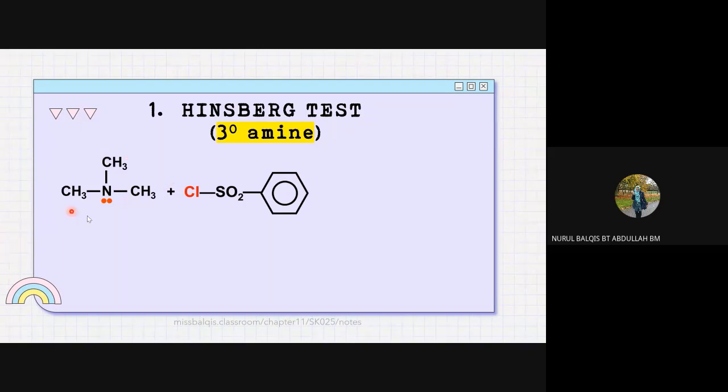What is the name of this tertiary amine according to IUPAC? N. Dimethyl metanamine. Yes, NN dimethyl metanamine. Okay, so NN dimethyl metanamine, ada tak available hydrogen dekat nitrogen kita? Tak ada. So bila tak ada, dia boleh buat reactions tak? Tak. Tak boleh buat reactions lah. Okay, so bila no reaction, what kind of observations yang kita expect? Clear or precipitate form?